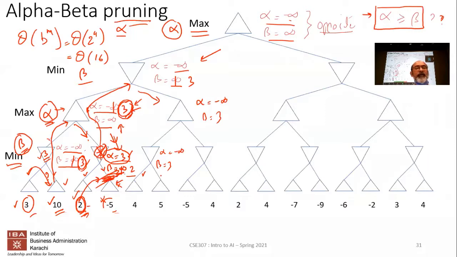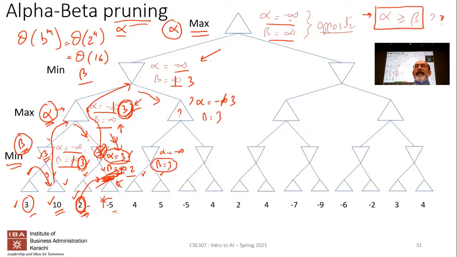Is 3 smaller or 5 smaller? 3 smaller, so we don't do anything. We evaluate both of these. And now we're going to go upwards. Now what's going to happen over here? Alpha is going to change to what? 3. Okay. So alpha is going to change to 3.